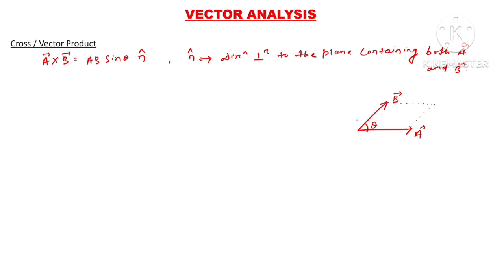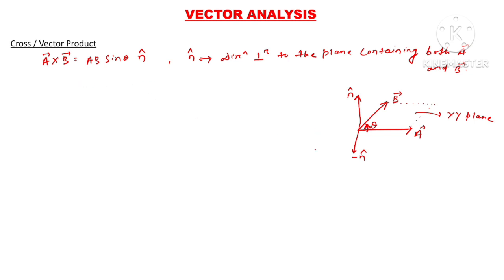So this is the plane. The direction of n will be perpendicular to this plane. Let's say this is the xy plane. So depending upon our cross product, it will be either along n cap direction, or along minus n cap.